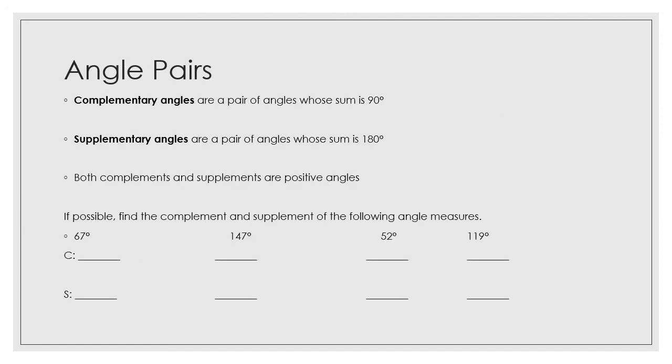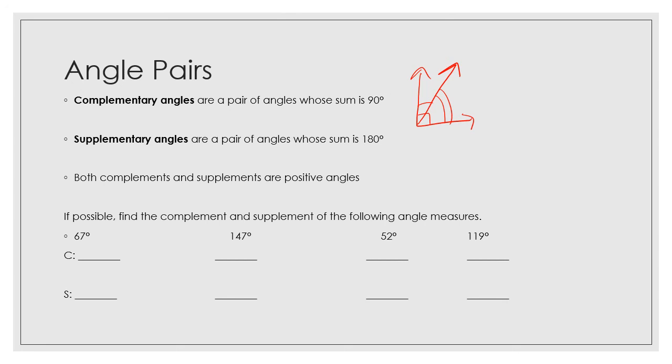And then the last thing for today, we have angle pairs. So we have complementary angles. Complementary angles are a pair of angles whose sum is 90 degrees. So it's two different angles who form a right angle. So we have a right angle here and then two angles in between. Those two angles are complements of each other.